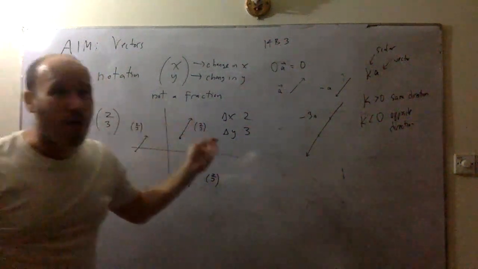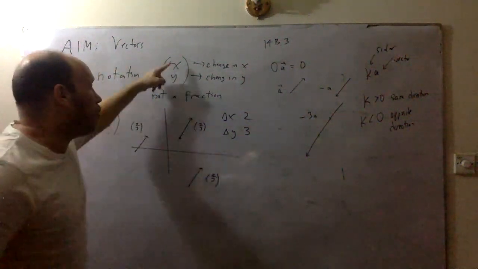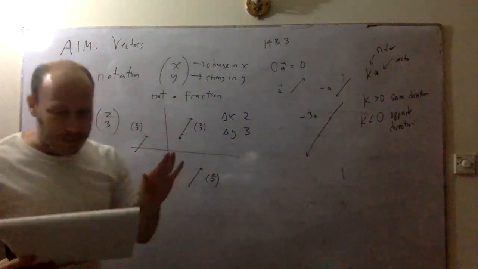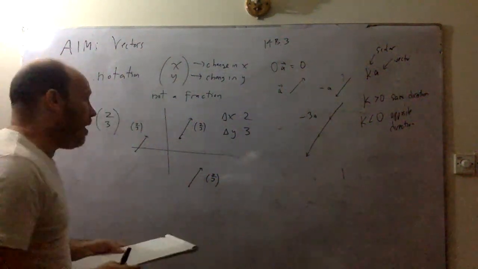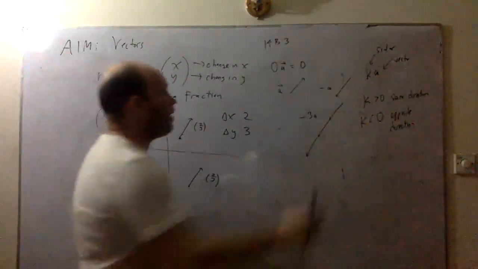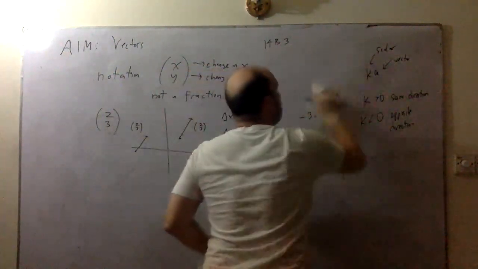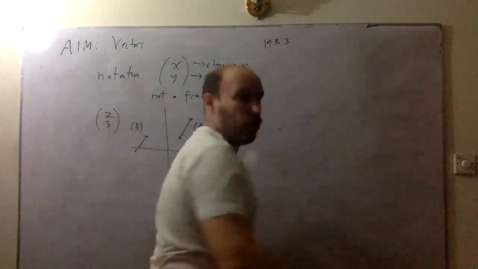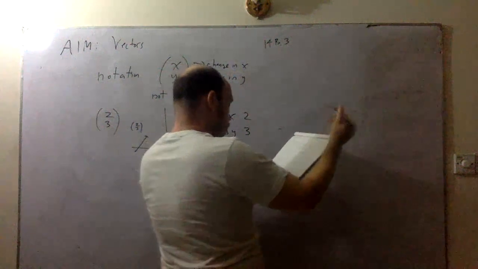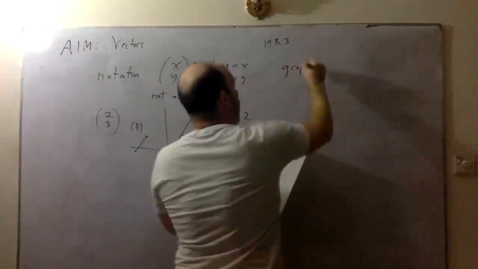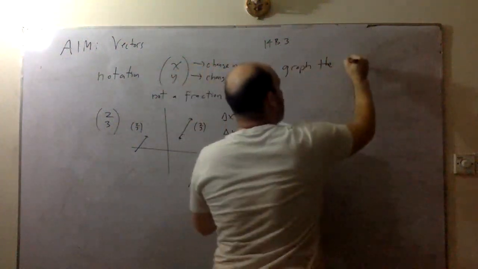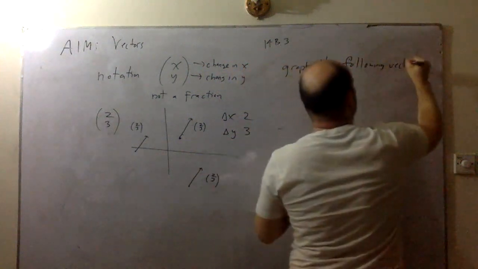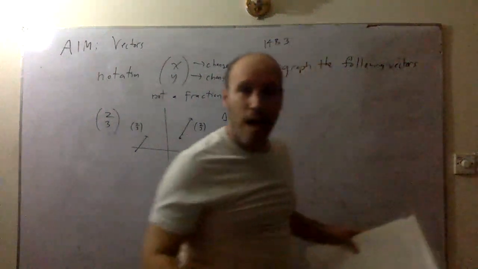So what we're moving towards is x, y. We're going to introduce the third dimension later, but today we're going to take it easy. What I'd like you to do is, on a piece of graph paper on your own, graph the following vectors. You see that?